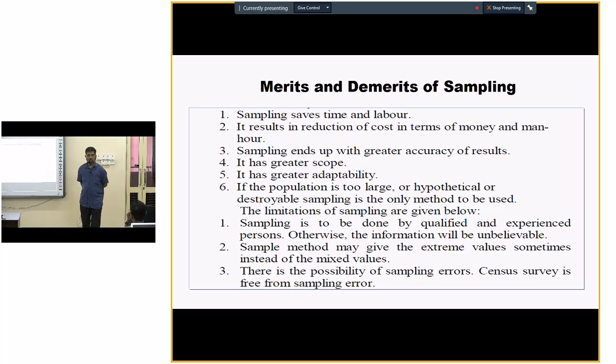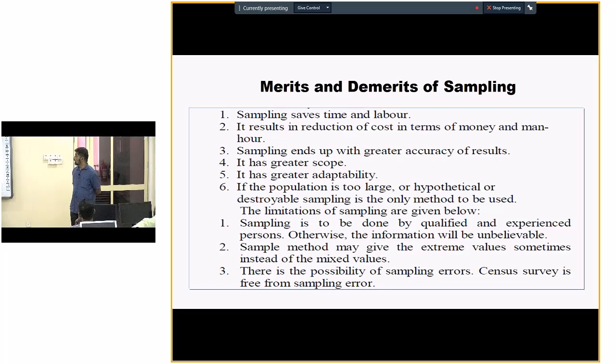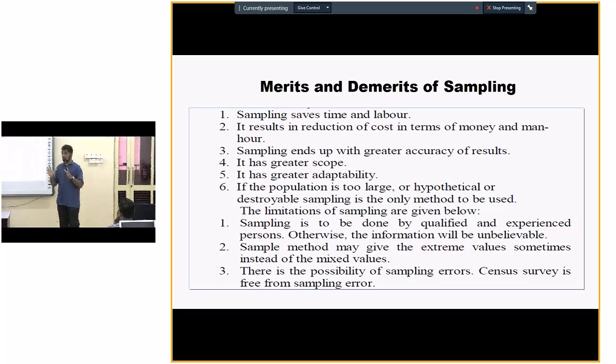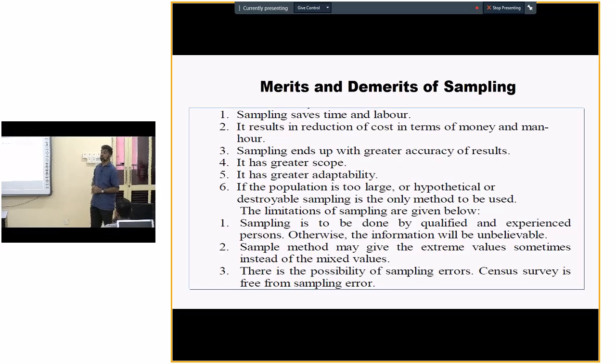Great accuracy, how can we expect? Under the census method, they are searching each and every item of the population. But if we don't have enough enumerators, it is difficult to collect that type of data. That means it is difficult to maintain accuracy, right? But if we select a small, representative sample, we can pay more attention to that small sample and collect real data from them. That is the reason behind that merit, right? Sampling ends up with greater accuracy of results.